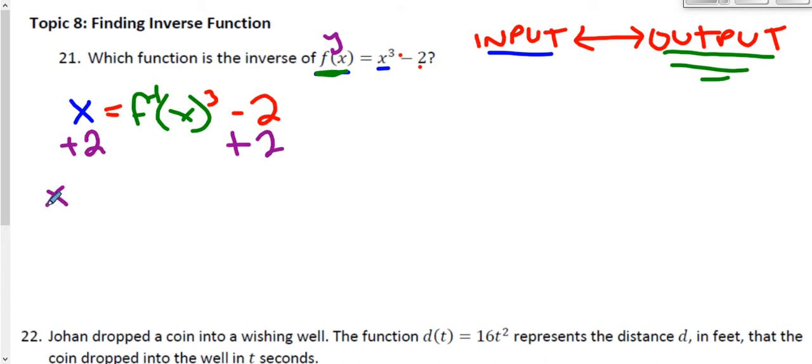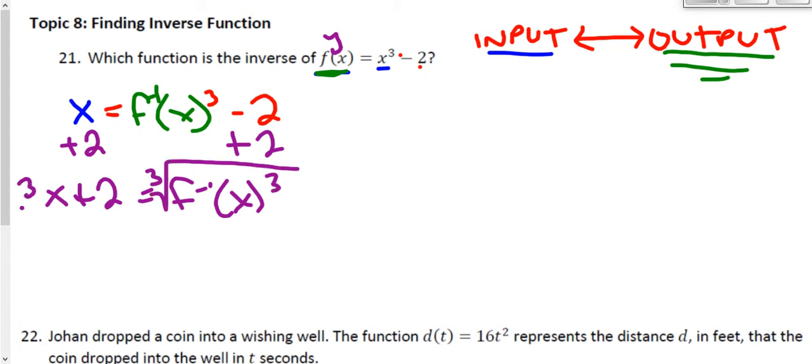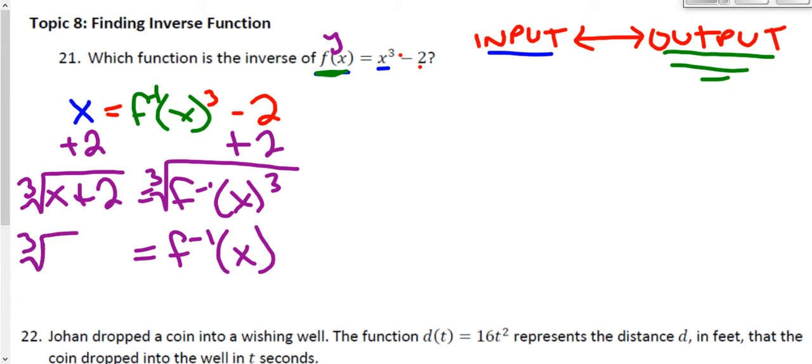So we get x plus 2 is the inverse cubed, and then we just have to undo the cube by cube rooting both sides. So cube root here and cube root there. So that'll leave f inverse by itself. The output is alone, and we have the cube root of x plus 2 all by itself on the left. So this is our inverse function.